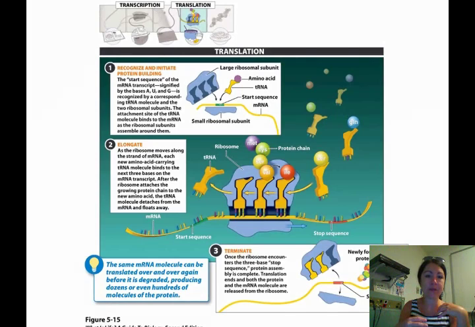And the attachment site of the tRNA molecule binds to the mRNA as the ribosomal subunits assemble around them. So you can see your mRNA, you've got your start sequence, which is the little green spot. You've got a large ribosomal unit and a small ribosomal unit, so they basically clamp down on the mRNA, and they begin working their way across, adding in those amino acids. And the tRNA are just floating around in the cytoplasm, waiting to get attached at that specific spot.